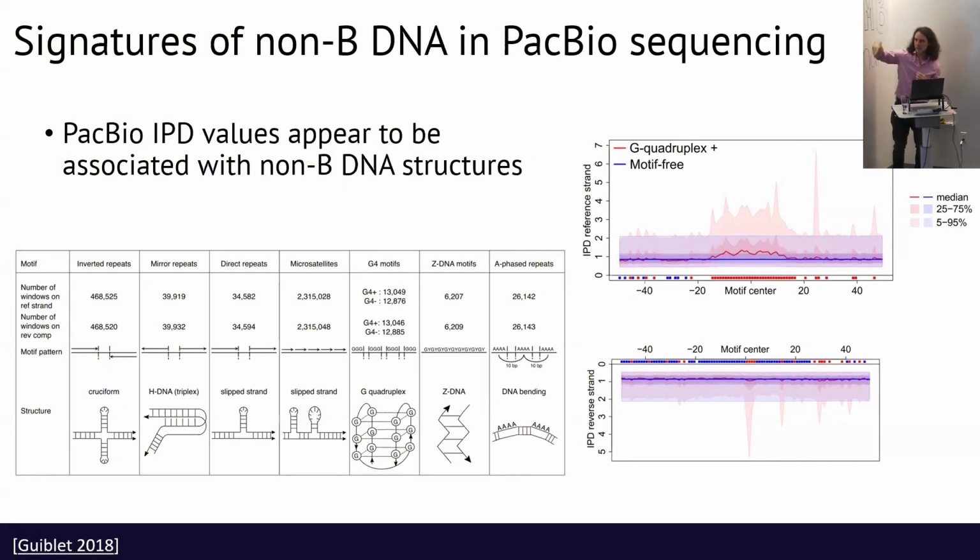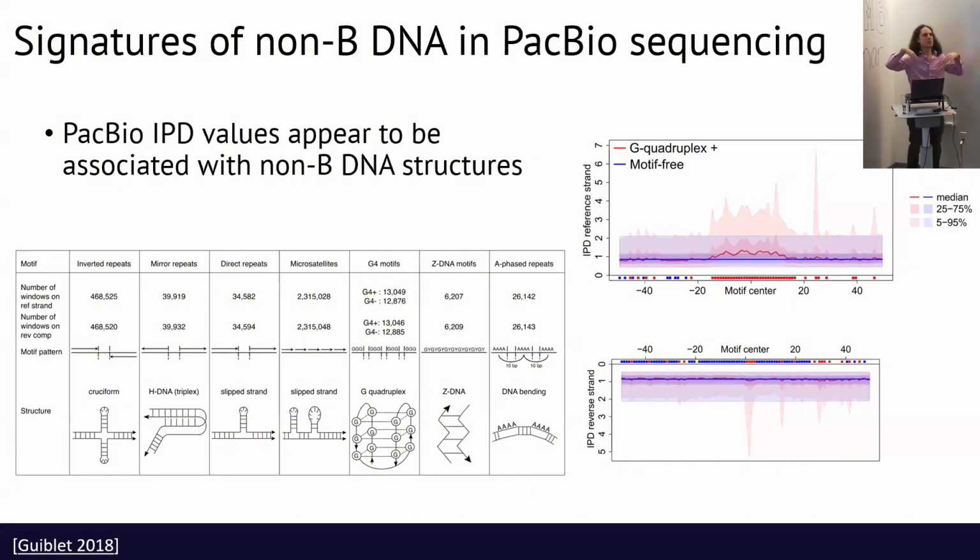And then they're plotting the quantiles of the IPD signal, both for the forward strand, the strand that contains the G-quadruplex motif, and the strand that doesn't contain the G-quadruplex motif. Okay, so what do you see? You see that it seems to take more time to incorporate a base, at least at the upper quantiles.